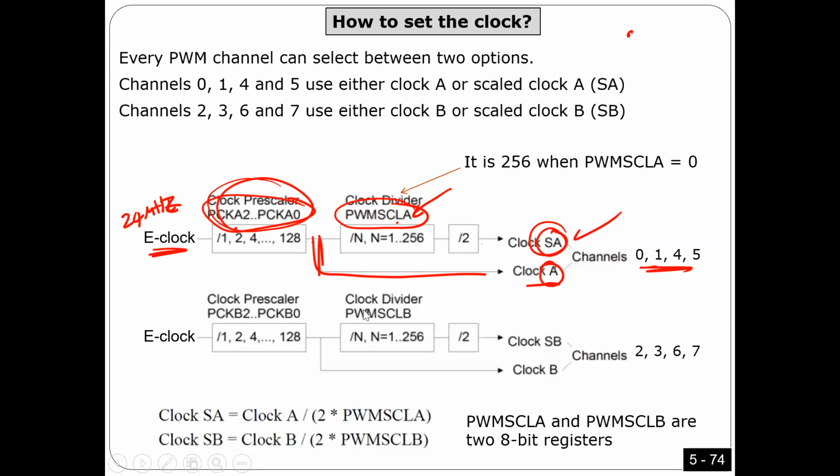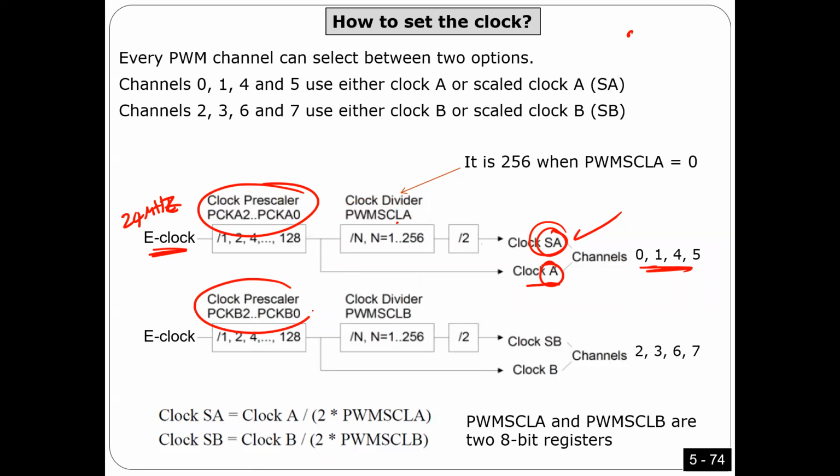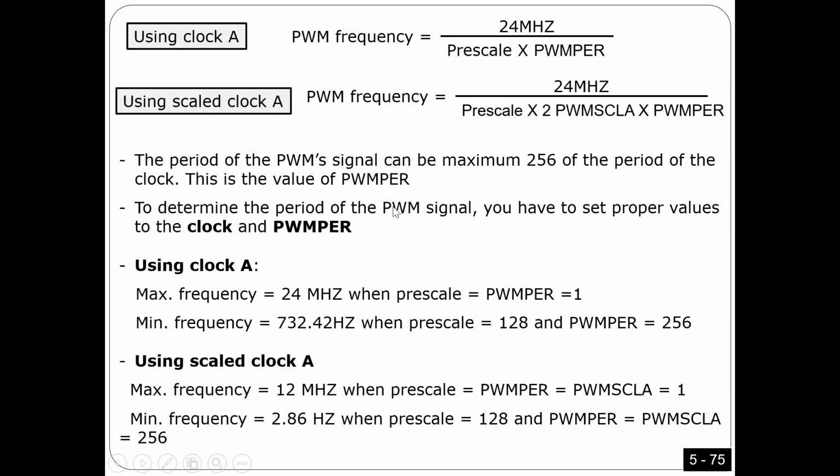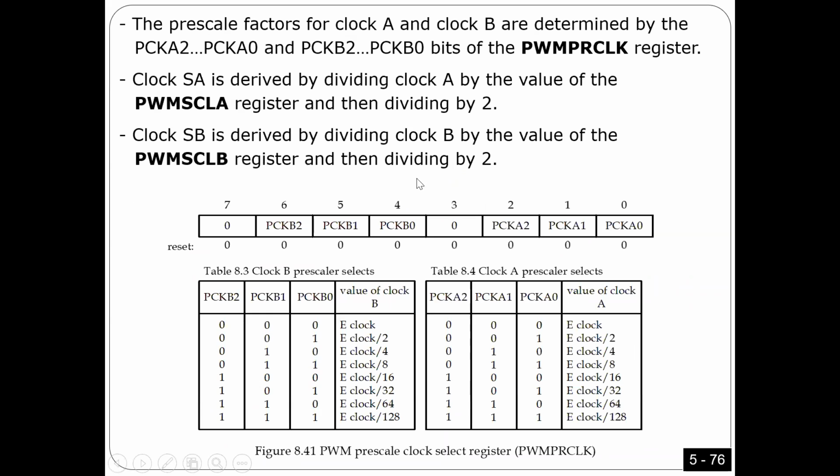We have the same thing for B, but clock B or scaled B are going to be used for channels 2, 3, 6, 7. Here we are going to use a different register for the prescale, and a different register for the clock divider. So simply, in one sentence: the clock I'm going to use in the pulse width modulation is derived from the system clock, which is 24 megahertz. To calculate it, I have 2 registers, as you see here. One is called prescale, and the other one is this register.